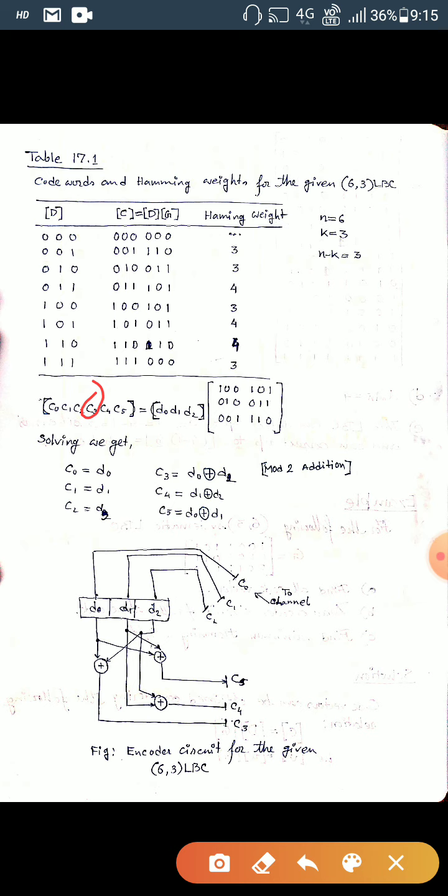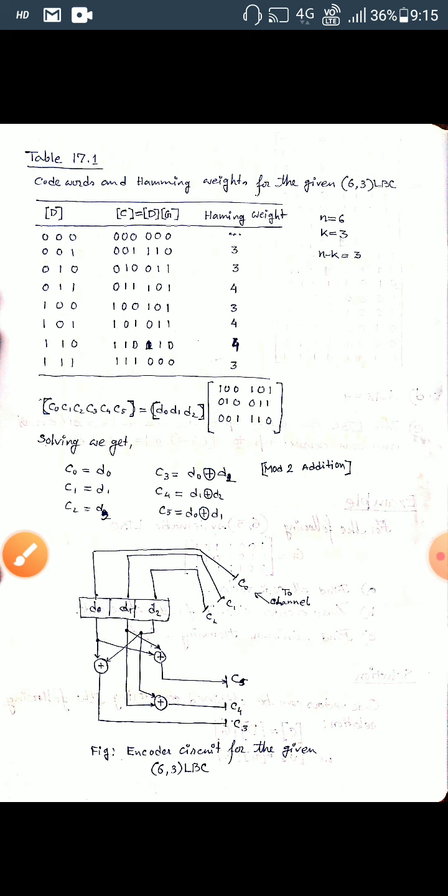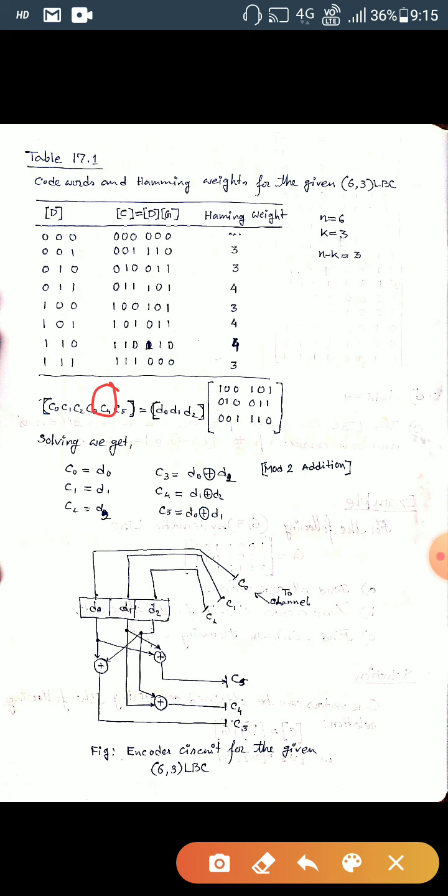So C3 means here D0 and D2 is present. Look here, this is D0 and D2, but D1 is missing because this is 0 in the generator matrix. So the value for the C3 will be D0, D2. For the C4, if you consider, which one is missing there? Only D0 is missing, so it will be D1 XOR D2.